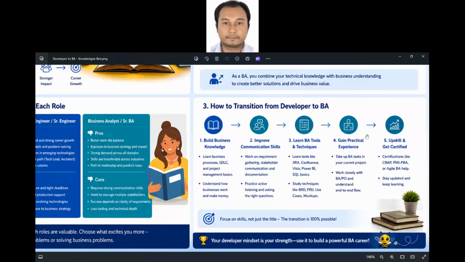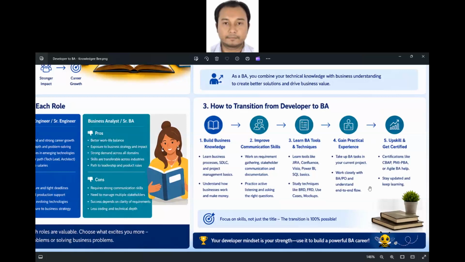Step four is about gaining practical exposure. A developer can start by participating in requirement discussions, helping with solution design, working with product owners and BAs, or handling small BA responsibilities within the existing projects. Finally, step five is about upskilling and going for various certifications. Some of the certifications can be CBAP, CCBA, Agile BA, and Product Owner certifications. This can strengthen their transition journey.